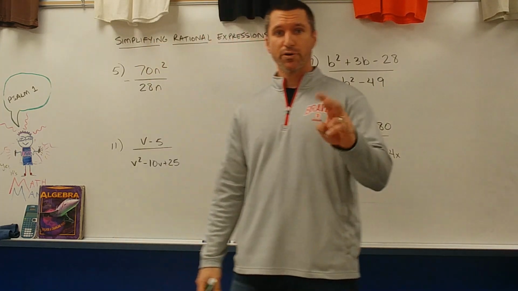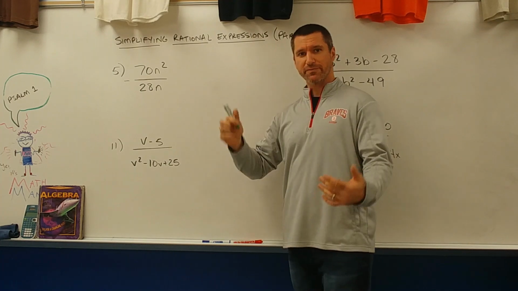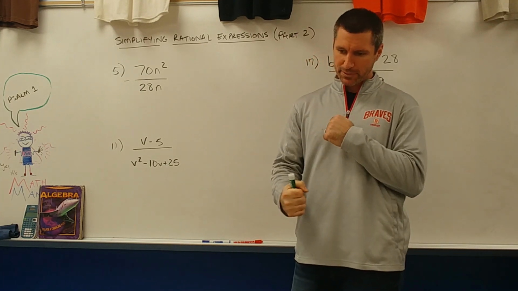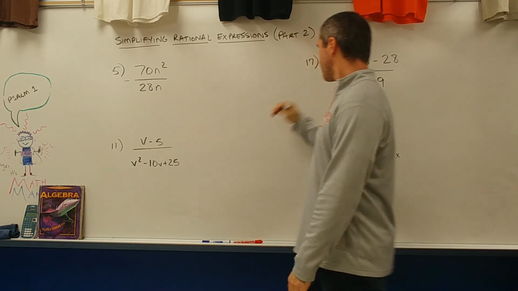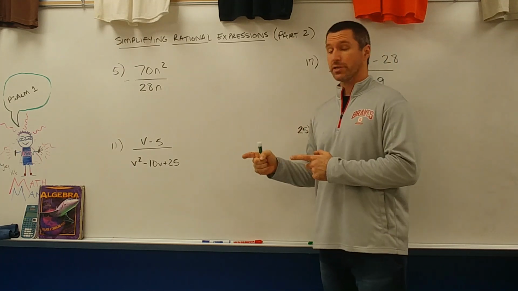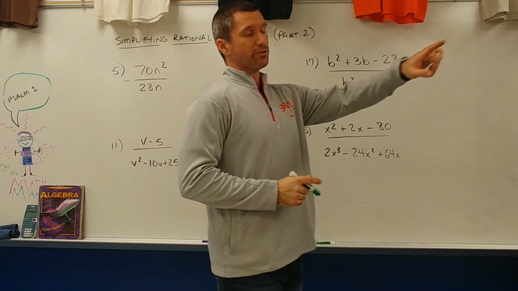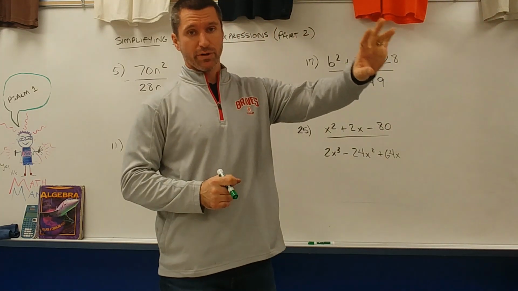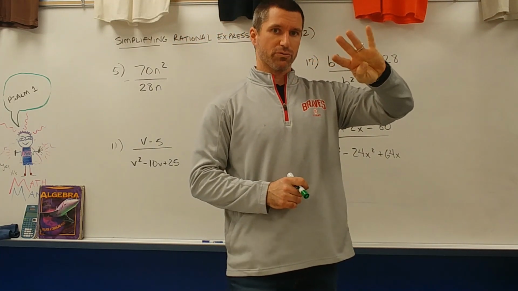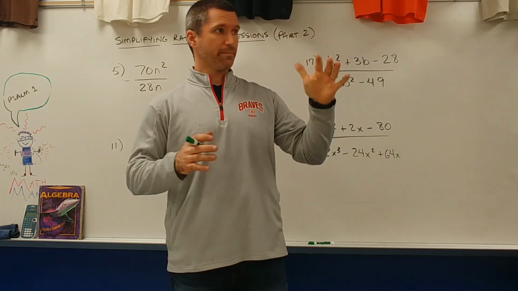Hey, we're gonna do part 2 of simplifying rational expressions. It's Friday, last lesson of the week. Let's do it. We're gonna do numbers 5, 11, 17, and 25 off of the worksheet that you should have downloaded, printed, or just writing on a separate sheet of paper. We're gonna look at another function and see where it crosses the x and y axis, what are the vertical and horizontal asymptotes, and are there any holes, okay?